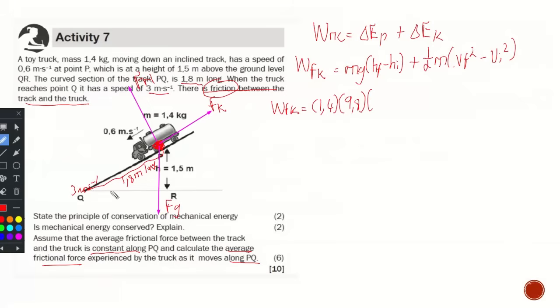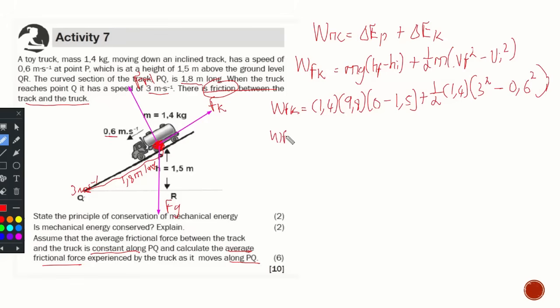What is the height at point Q? Obviously, at that point, there is no relative height, so it's 0. And then the relative height at point P there is 1.5. Plus half, the mass is still 1.4. And then what is the velocity at Q finally? It's 3 meters per second, so that's going to be 3 squared. Then what's the initial velocity at point P? It's 0.6 meters per second. And then we're just going to put it like that.